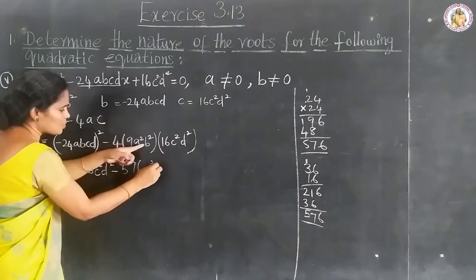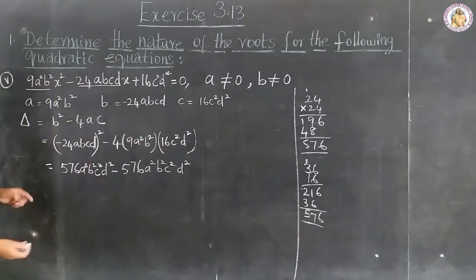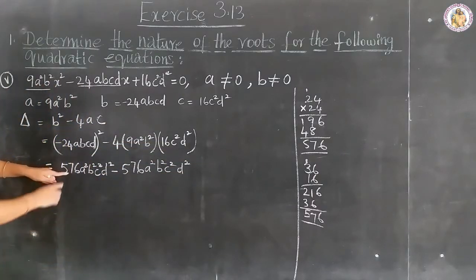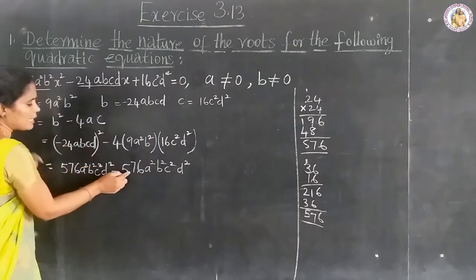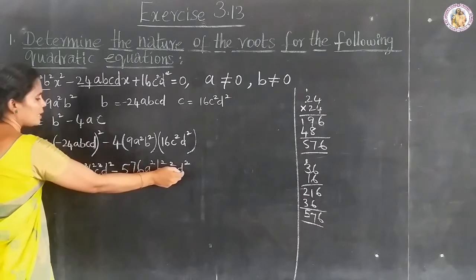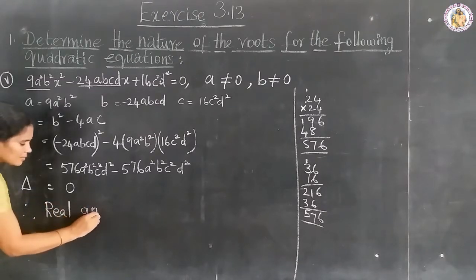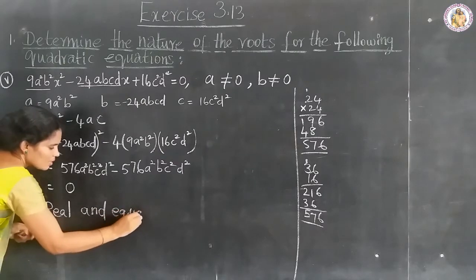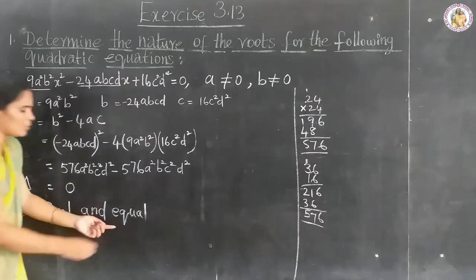So here we have a square, b square, c square and d square. Okay, now you can see 576 a square b square c square d square, and again here also we have 576 a square b square c square and d square. So hence discriminant is equal to 0. Therefore nature of the root is real and equal roots. Hence we got discriminant is equal to 0. The nature of the root is real and equal roots.